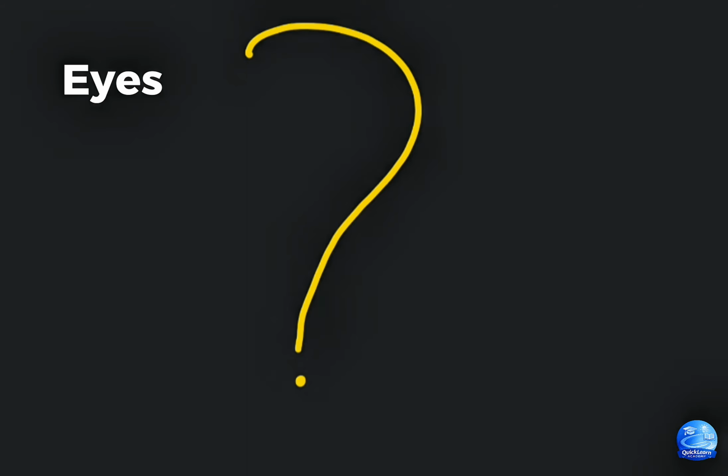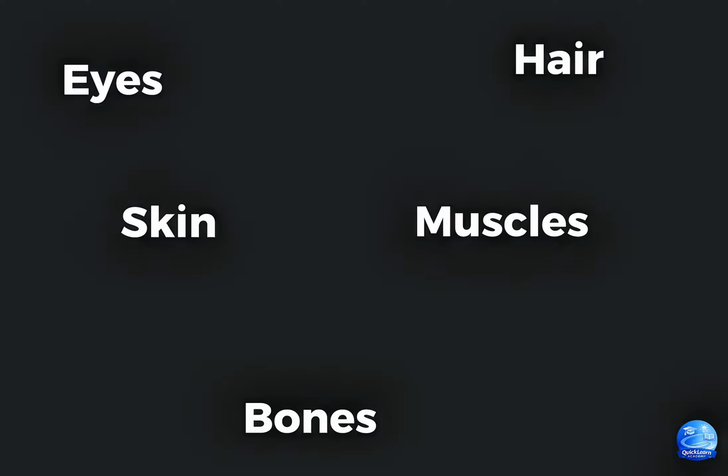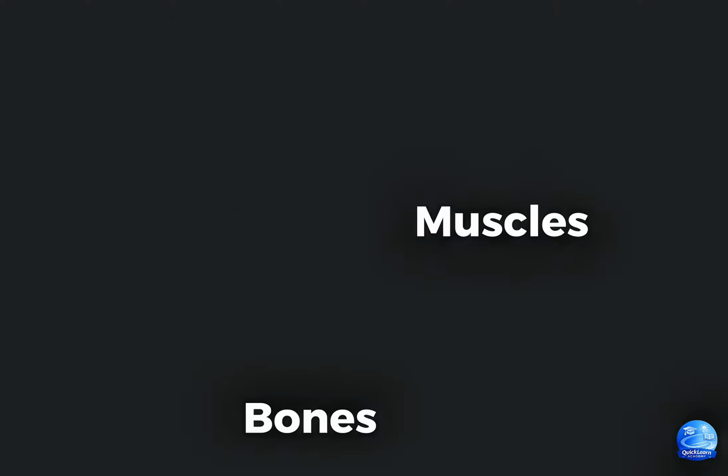Today, let's talk about DNA. And before I write anything, I want you to think about something. How does a tiny cell know how to build an entire human being? Think about that for a second. How does your body know how to make eyes, hair, skin, muscles, bones, and all of your organs? Well, somewhere inside your cells, there must be a set of instructions, and that's where DNA comes in.